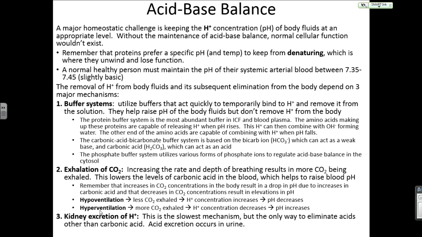Okay. Something that's brand new to us in this lecture is how our kidneys excrete hydrogen ion to get it actually out of the body. This is the slowest mechanism, but it's the only way to eliminate acids other than the carbonic acid that we were just talking about. And this acid is going to be lost through urine.